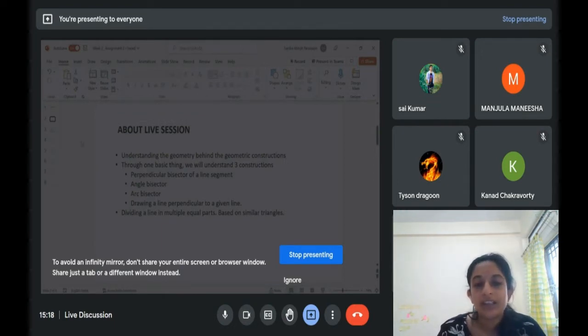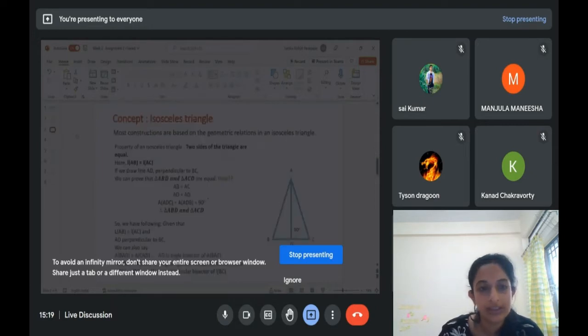We can understand the first three constructions through one basic thing: the perpendicular bisector of a line segment, the angle bisector, the arc bisector, and drawing a line perpendicular to a given line. All these can be understood by understanding the basic concept of an isosceles triangle. Most of the constructions are based on the geometric relations in an isosceles triangle.